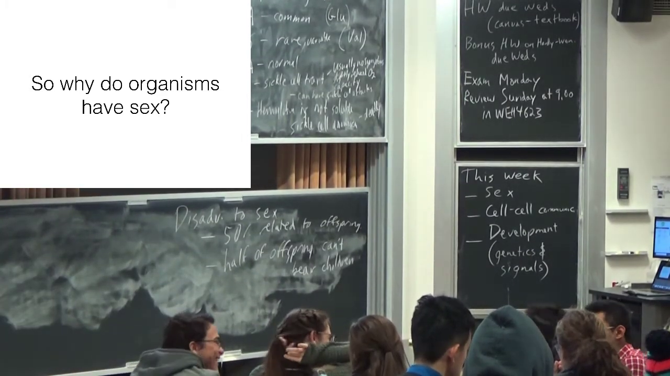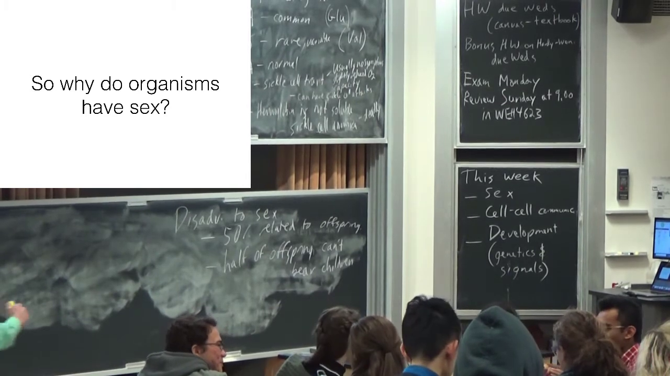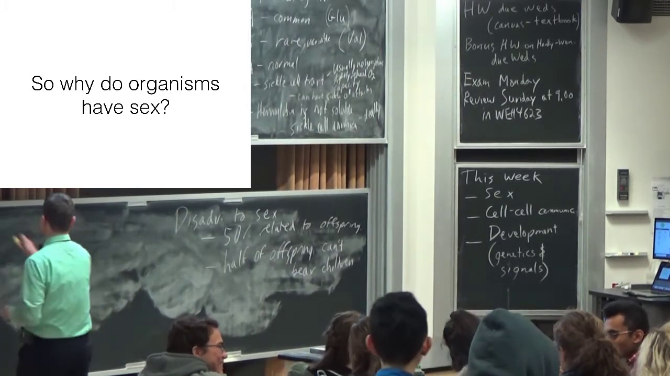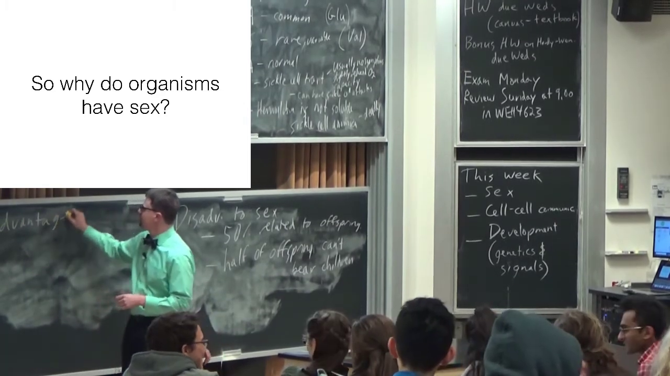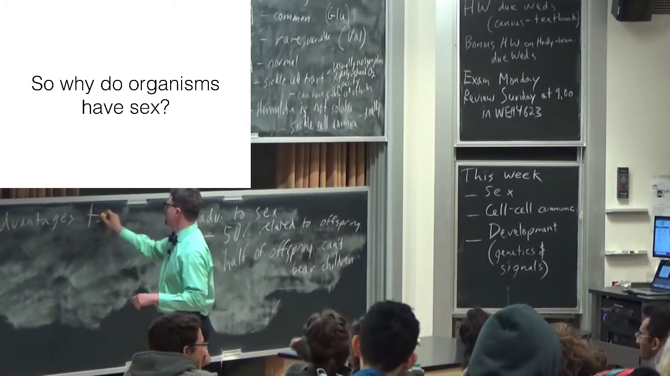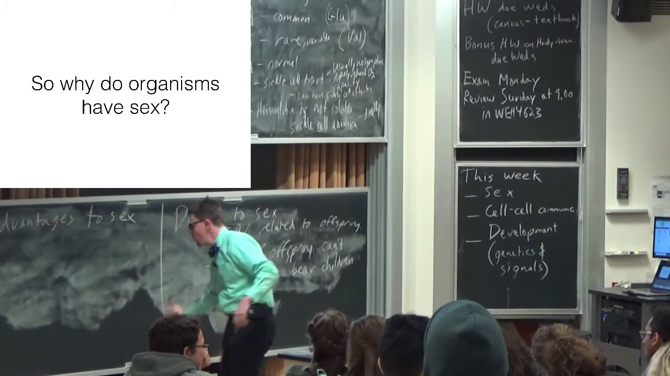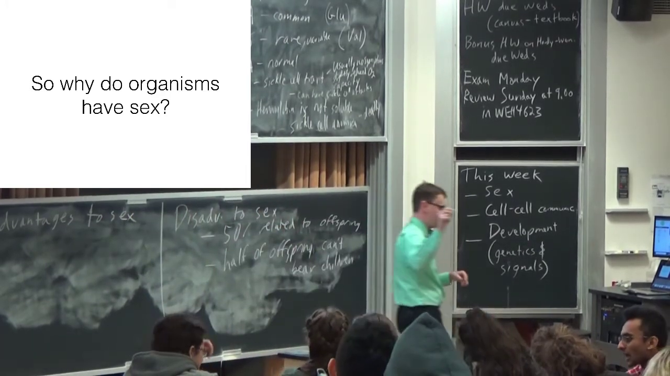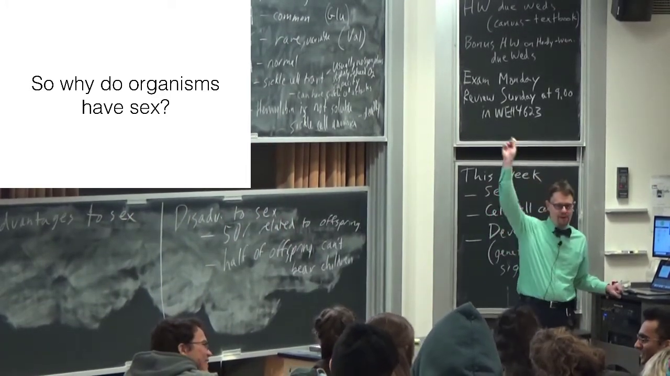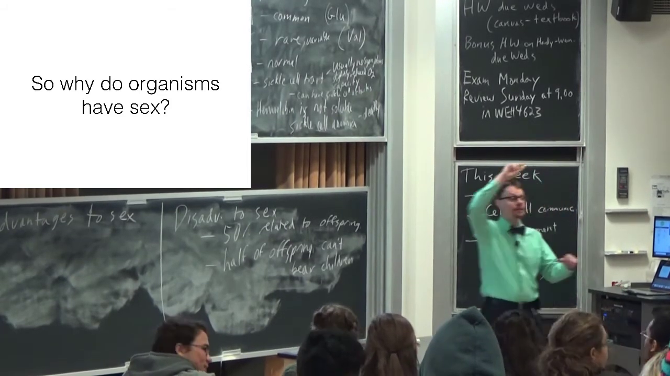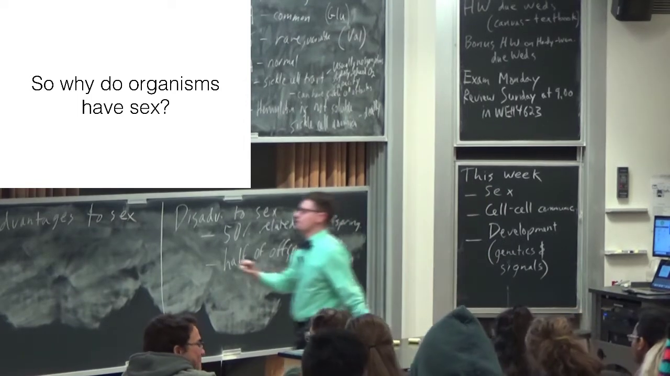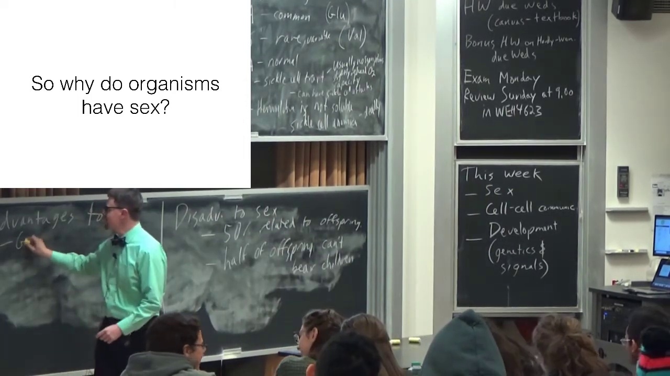All right, cool. Okay, so as you're finishing up, what are some of the advantages to sexual reproduction that people came up with in their groups? Sure, genetic diversity. Okay, do you want to say a little bit more about why you think that's a good thing?